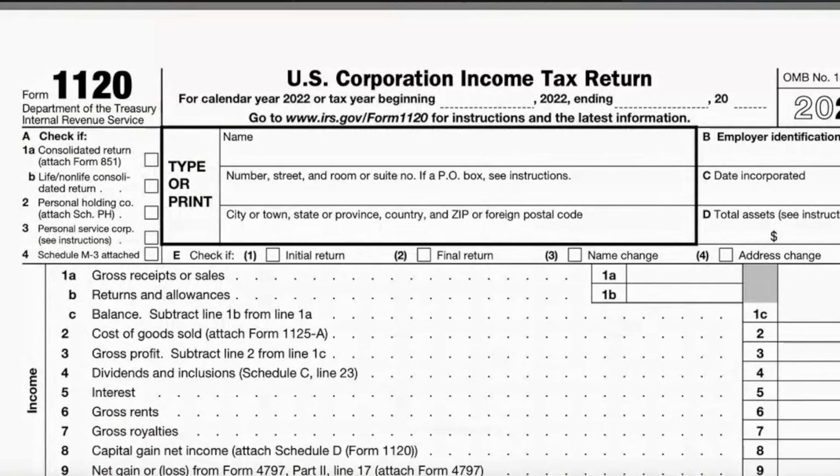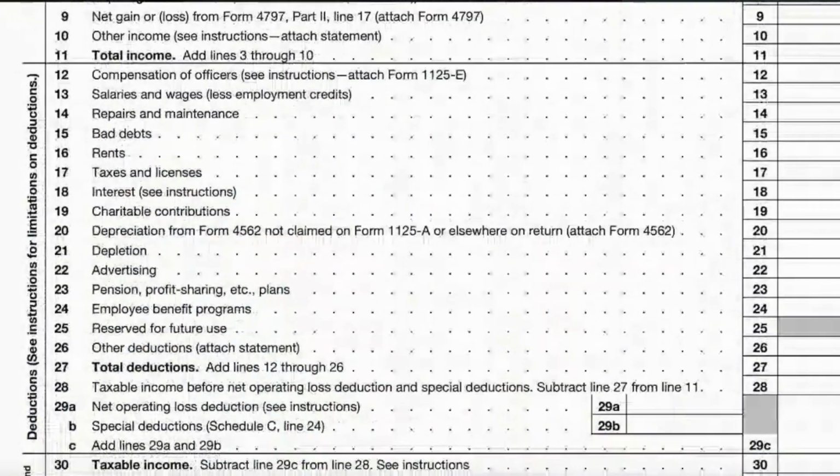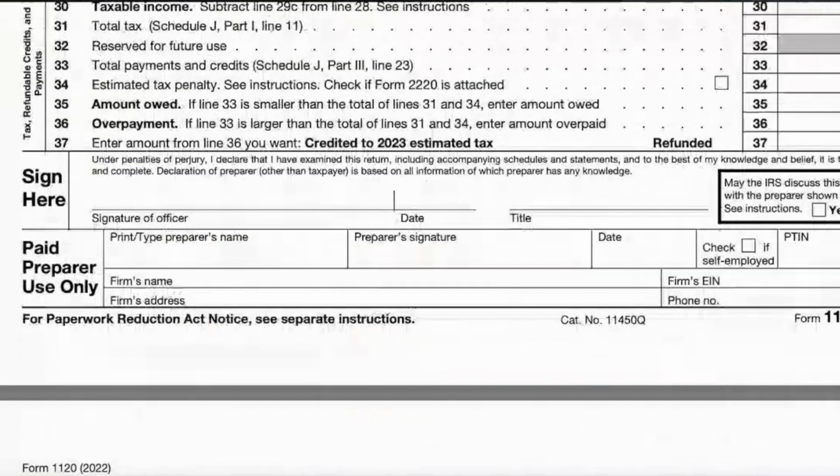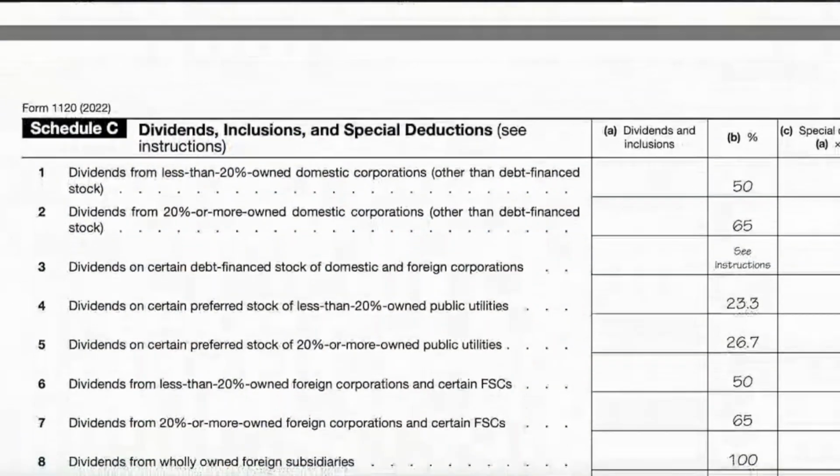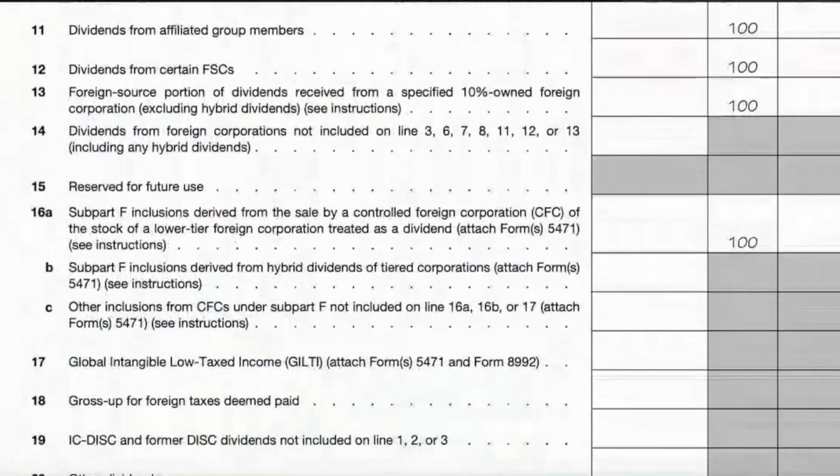C corporations are separate legal entities from their owners, which means that they are taxed separately from their shareholders. C corporations are subject to a corporate income tax on their profits at both the federal and state level. The corporate tax rates are based on the corporation's taxable income, which is calculated by subtracting allowable deductions from its gross income. Corporations, including C corporations, file taxes using Form 1120, which is the U.S. corporation income tax return. This form is used to report the corporation's income, deductions, and credits for the year.